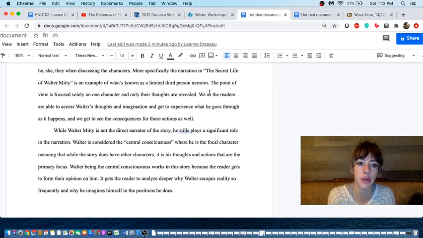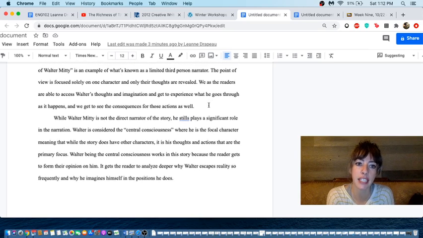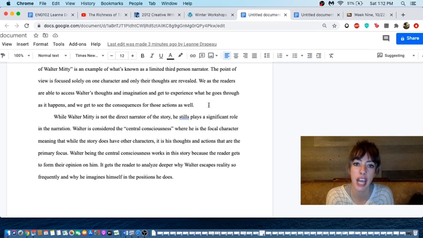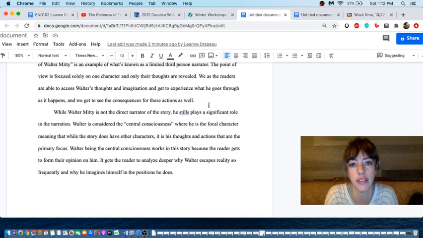"This point of view focuses solely on one character and only their thoughts are revealed. We as the readers are able to access Walter's thoughts and imagination and get to experience what he goes through as it happens, and we get to see the consequences of those actions as well."